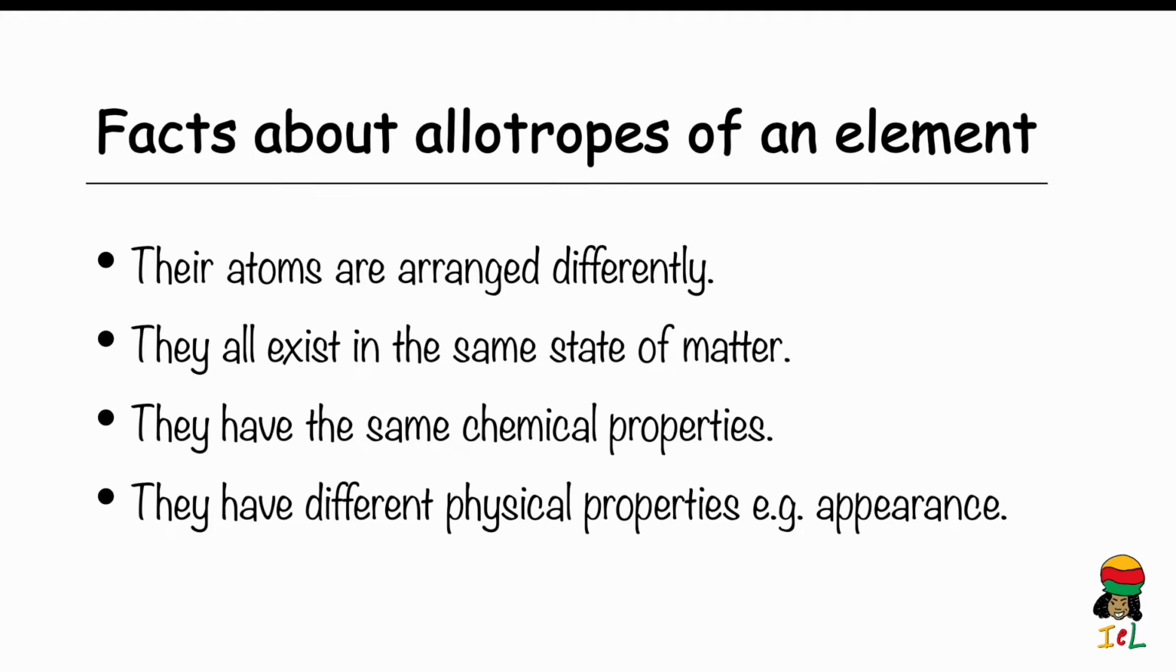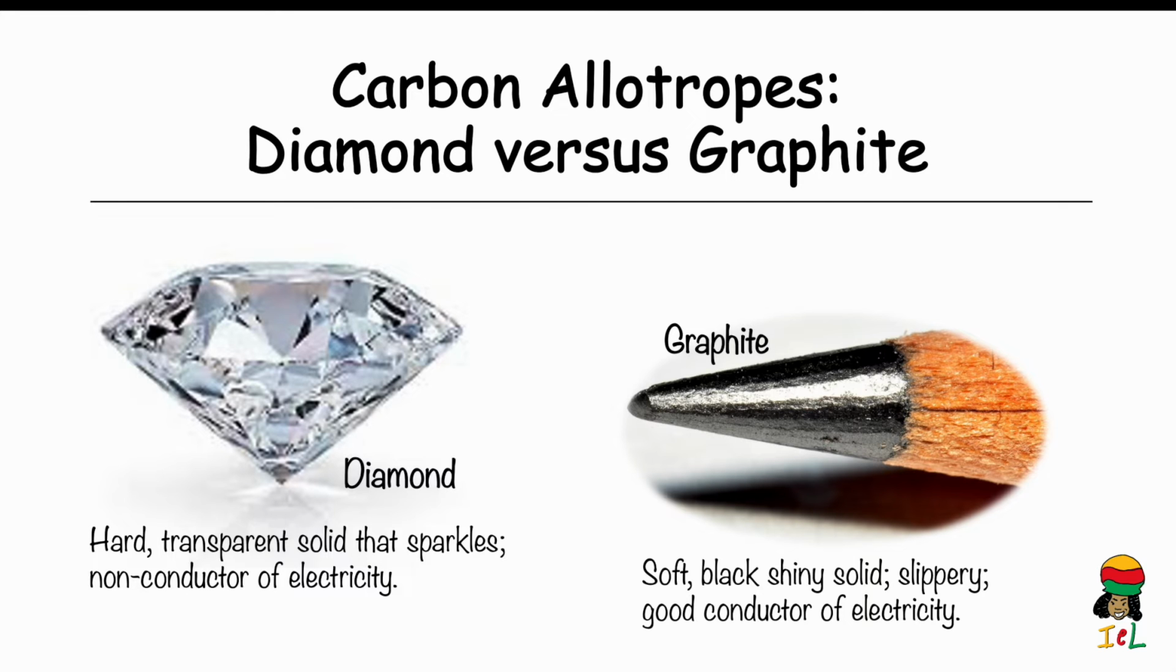For example, their appearance. Here we are looking at two common allotropes of carbon, which are diamond and graphite. In terms of their physical appearance, it is evident that diamond looks very different from graphite. Diamond is a hard, transparent solid that sparkles, and it's a non-conductor of electricity. However, graphite, on the other hand, is a soft, black, shiny solid. It is slippery, and it's an excellent conductor of electricity.